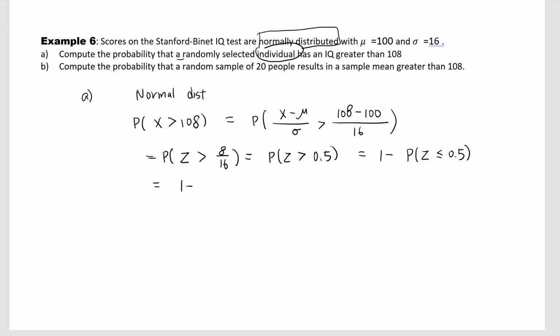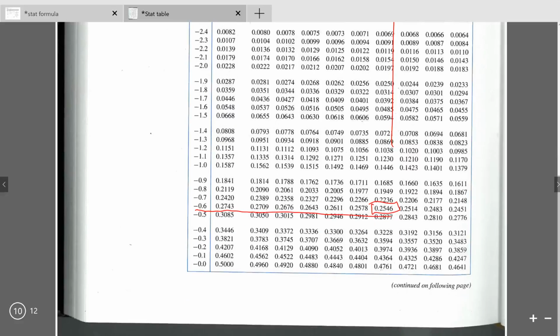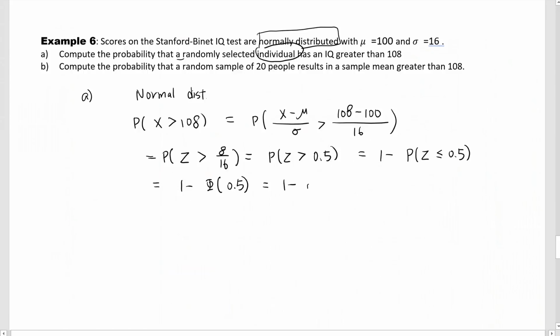What is that? This is 1 minus the CDF of 0.5. Let's find the number in our table. Where's our table? Here, 0.5. Oh, next page. So 0.50 gives 0.6915. Put this in your calculator, and what do you get?